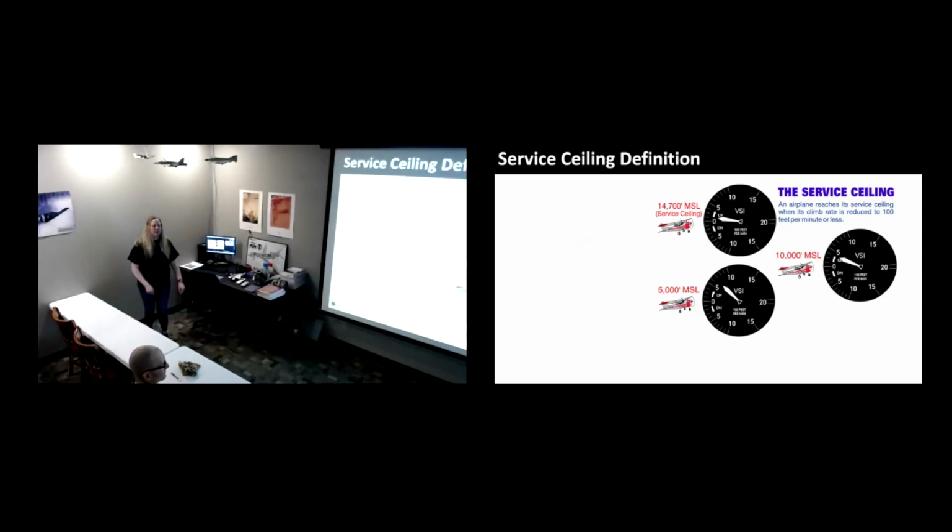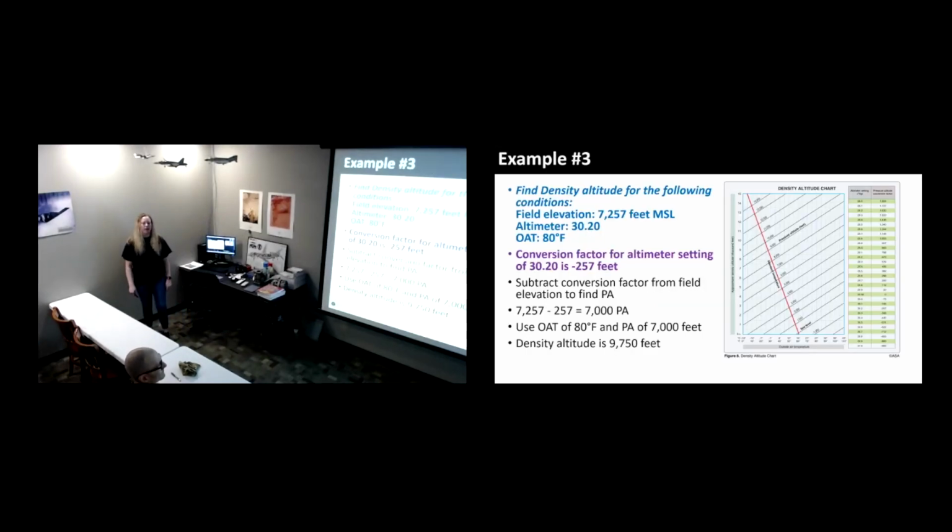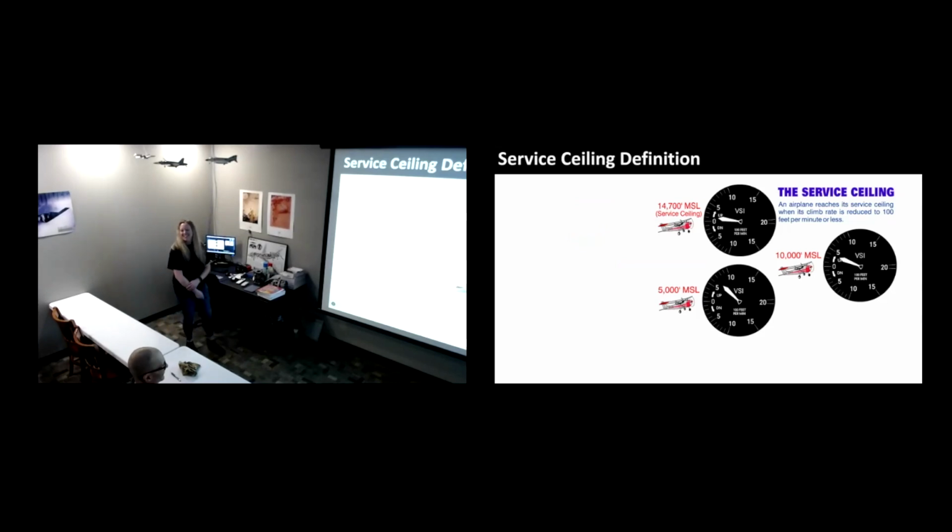So, does anybody know what service ceiling is? Guess I kind of just gave it away. Does anybody know what service ceiling is?